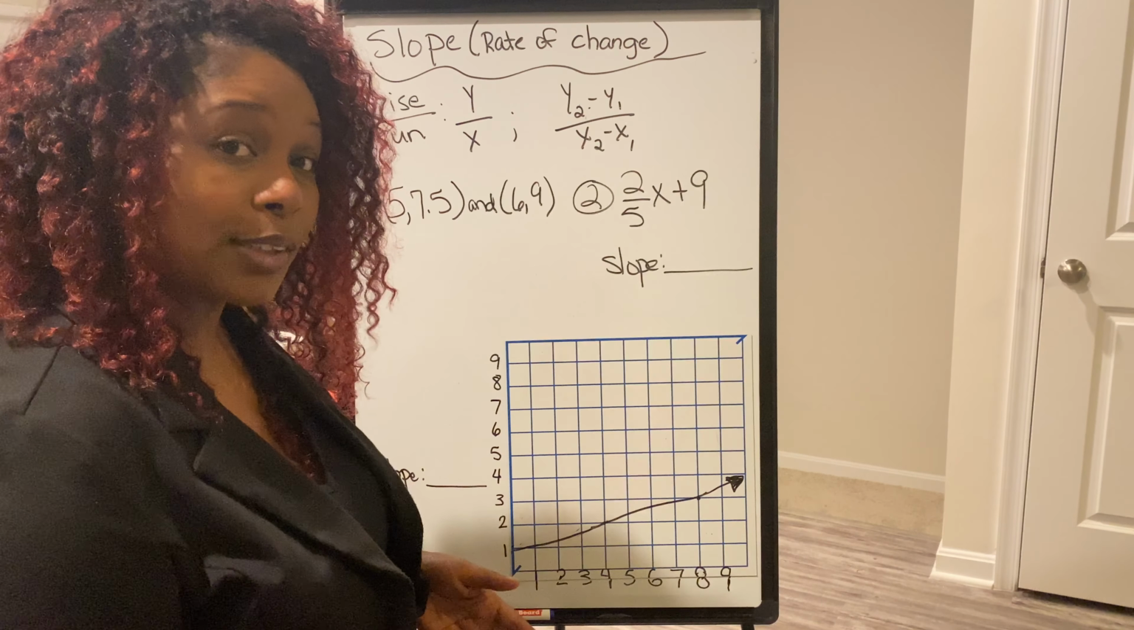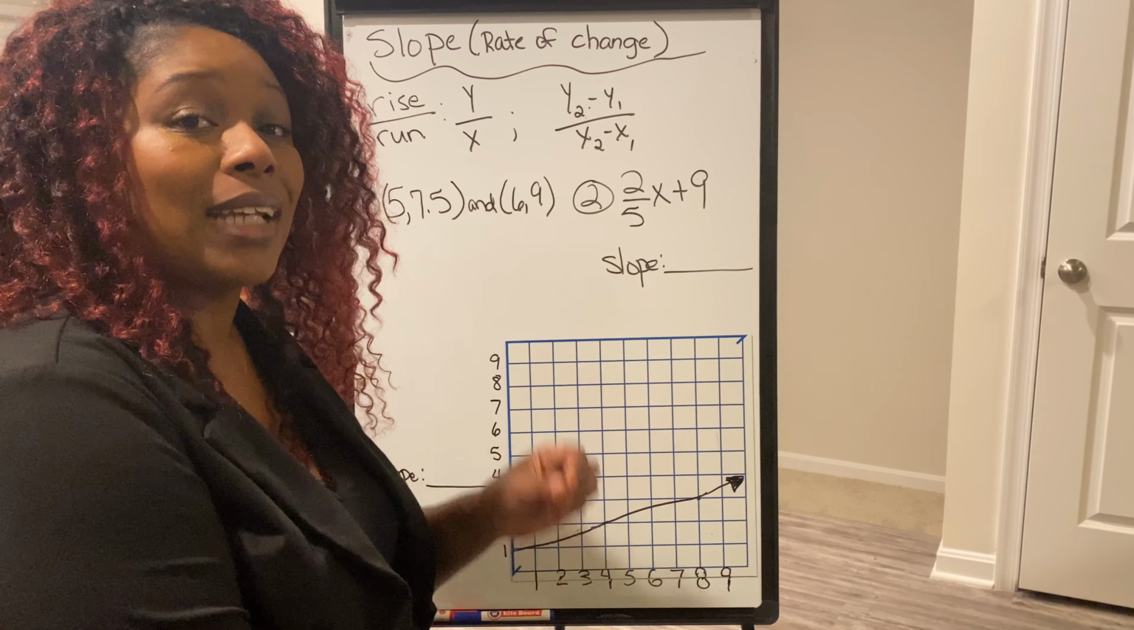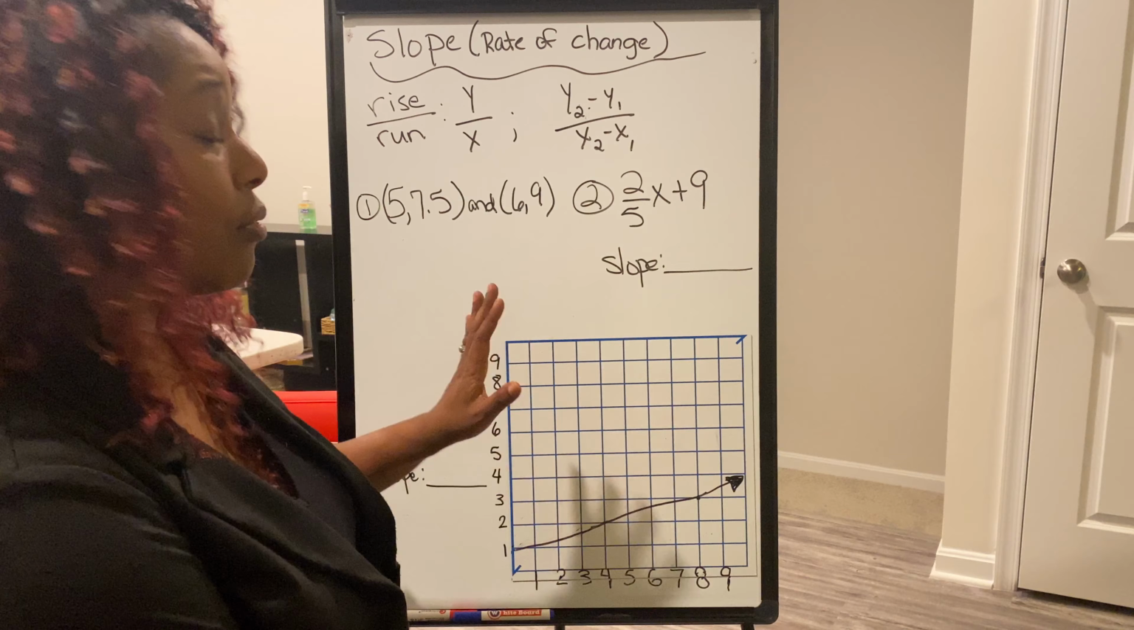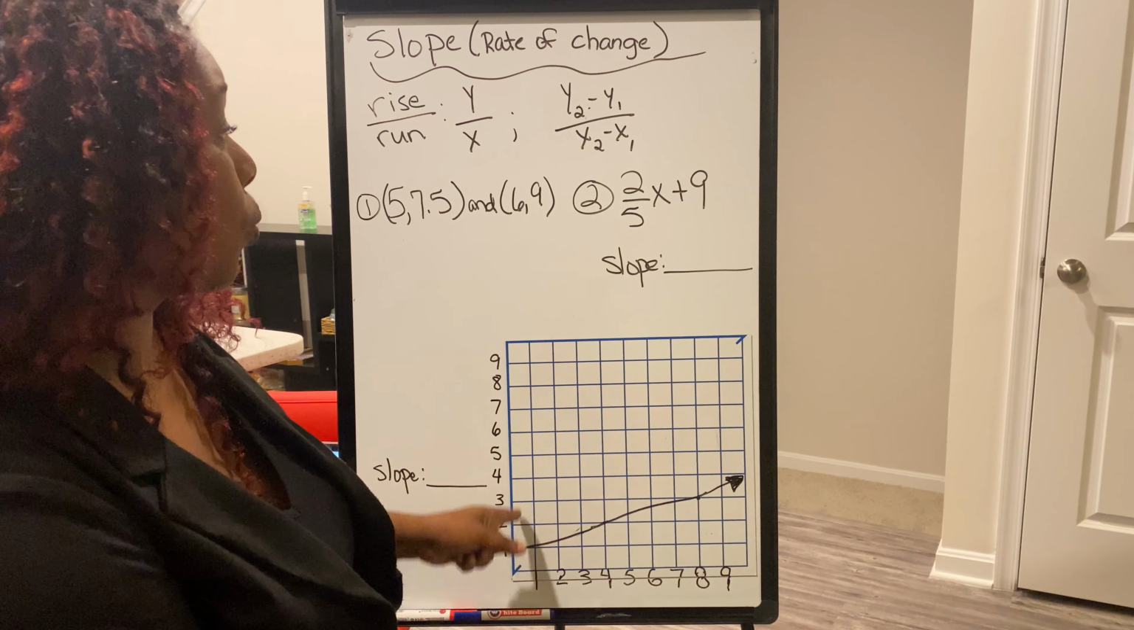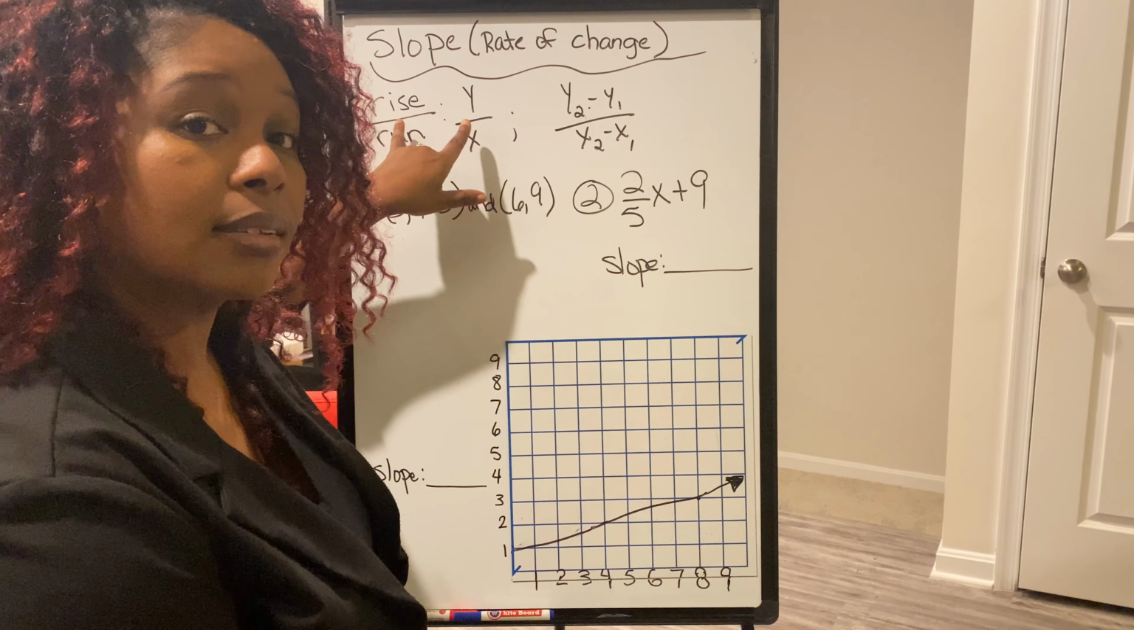You're going to rise before you run. Now your rise, what they're talking about is a direction. The direction that you're rising is your Y value. So your Y is your rise.